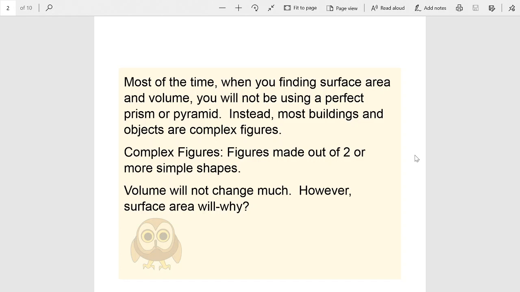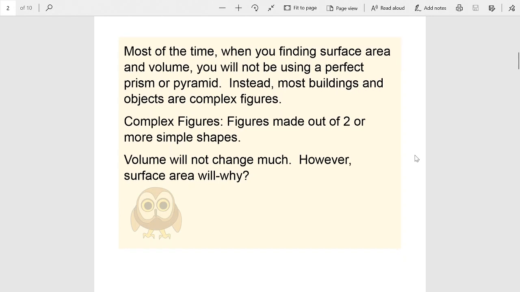The volume of this isn't going to change very much, right? We're just putting two different volumes or more together. But the surface area will, okay? And I encourage you to think for a second, why is that true? Why is surface area so different?